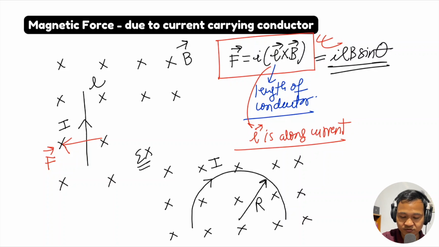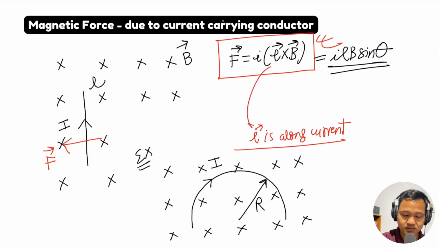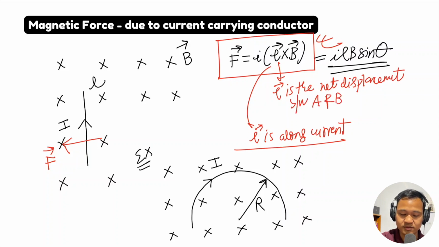Now I'm going to modify this. So the modification is, here L is the net displacement between A and B, the net displacement from A to B.